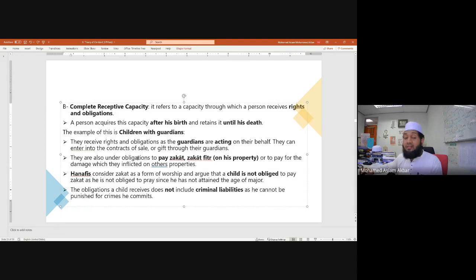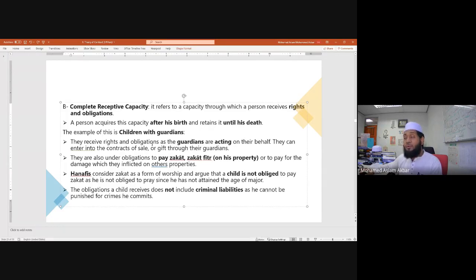You know, receiving rights means you receive only the inheritance. Obligations mean you have to pay certain taxes. So now, let's say, as I told you, the father passed away. So the newborn baby will inherit the property. But the newborn baby cannot manage or handle the property. So the guardian, let's say the mother, or maybe the father's brother, the uncle, will become the guardian of the baby, right? So that's what happens.